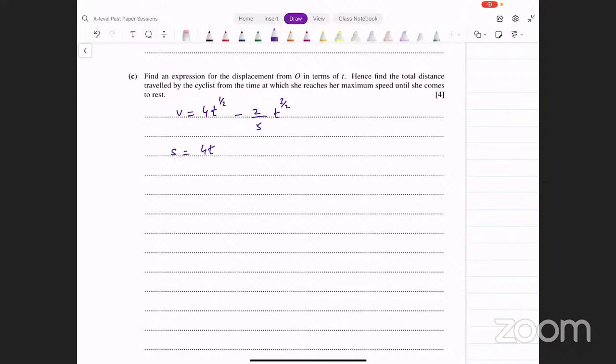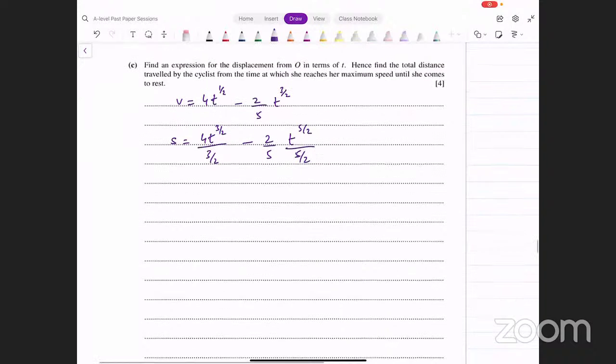That's 4t raised to power 3/2 divided by 3/2 minus 2/5 into t raised to power 5/2 divided by 5/2. Let's simplify this. यहाँ पे ये बन जाएगा 8. Remember plus c as well. यहाँ पे उसने डिस्प्लेसमेंट का फंक्शन मांगा हमसे. ठीक है, तो यहाँ पे प्लस सी डालना जरूरी है. फिर हम देखेंगे सी की वैल्यू क्या आती है.